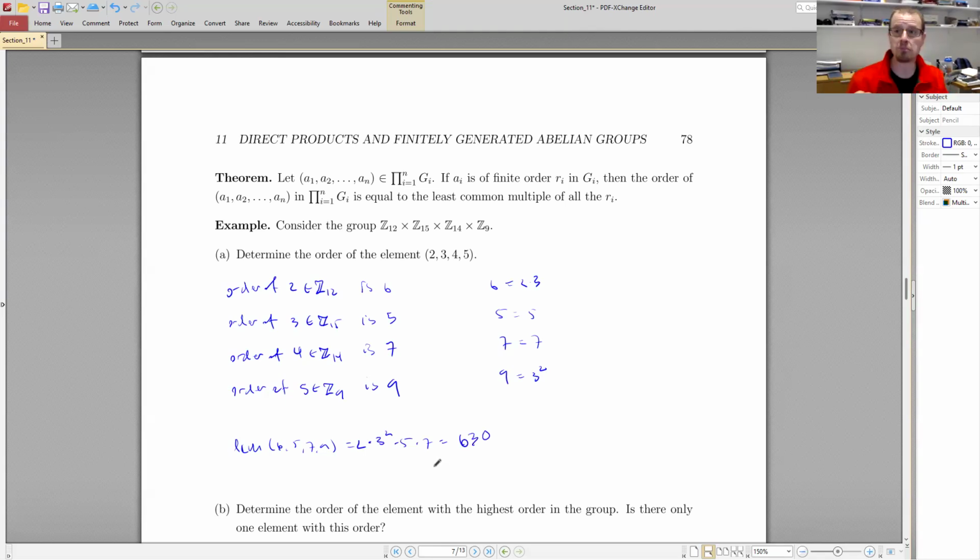Whew, big number. But you'll notice that this number is still smaller than if I had just multiplied all 4 of these numbers together, 6 times 5 times 7 times 9. That would have included an additional factor of 3, so that number would have been 1,890. So the order of the element (2, 3, 4, 5) is 630, not the product of all of these, which we said was 1,890.